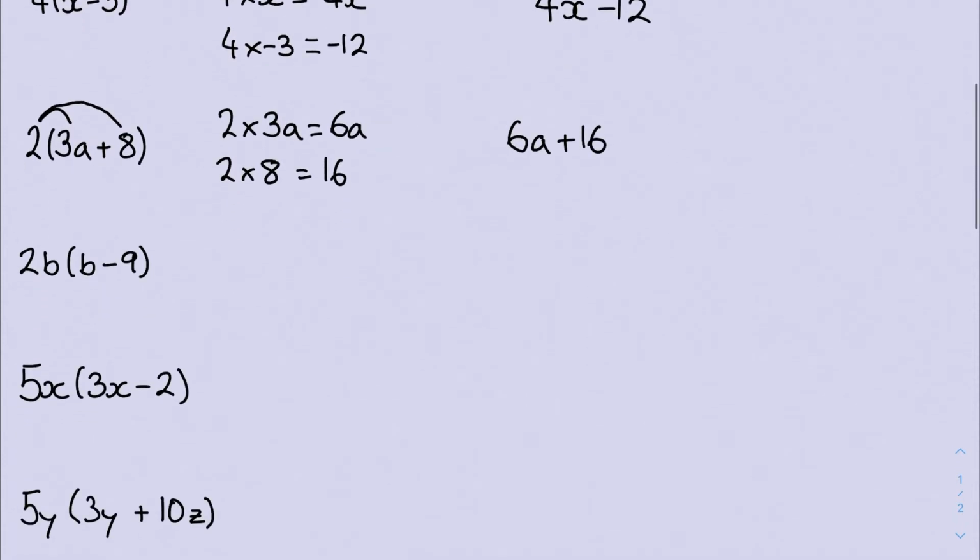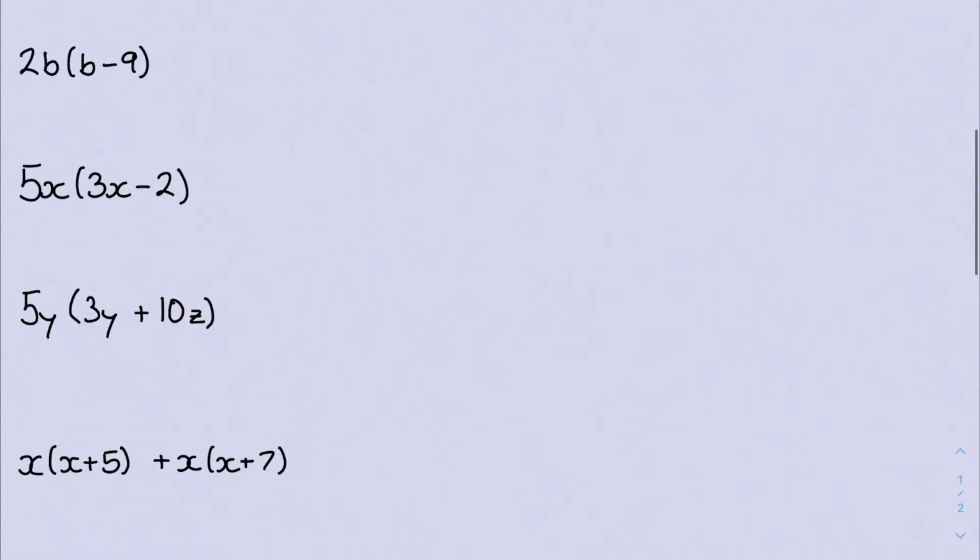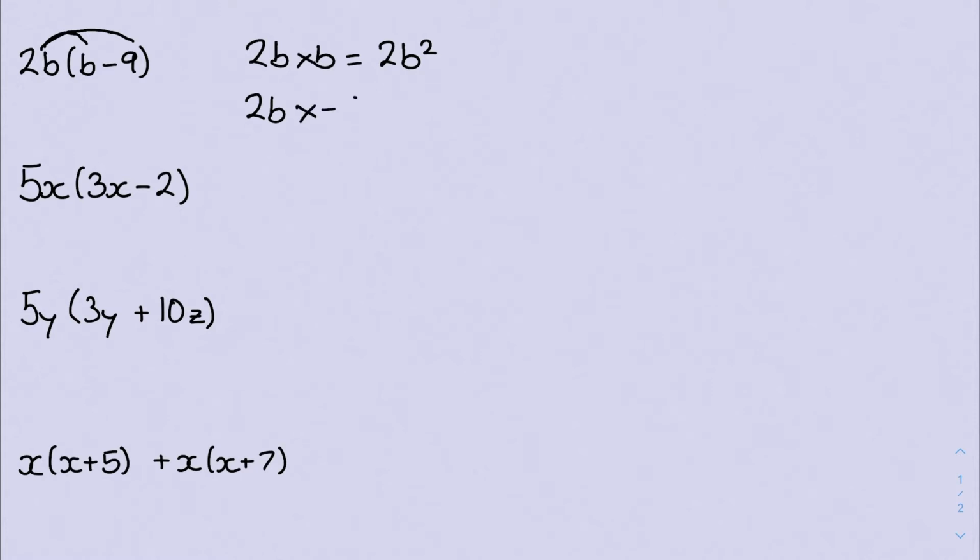Okay, so we'll try another one like that, but this time with a negative involved, but the same sort of method. So draw on the multiplier lines again, and we will have 2b multiplied by b, which will be 2b squared. Okay, and then 2b multiplied by minus 9, which will be minus 18b. So our final answer here would be 2b squared minus 18b.